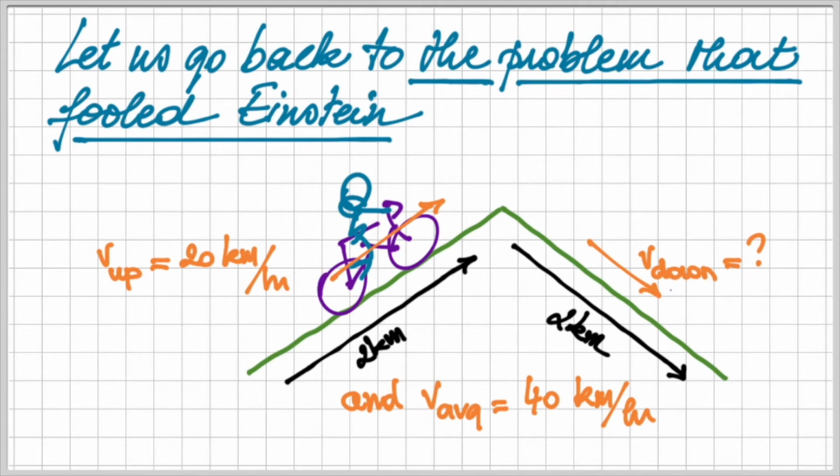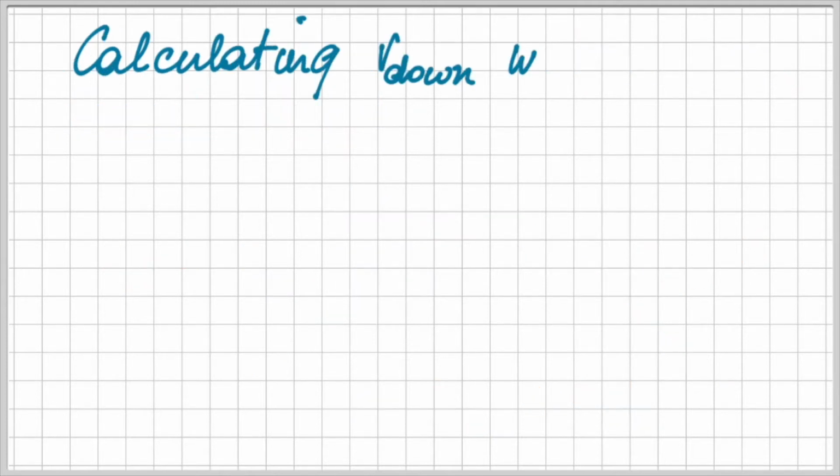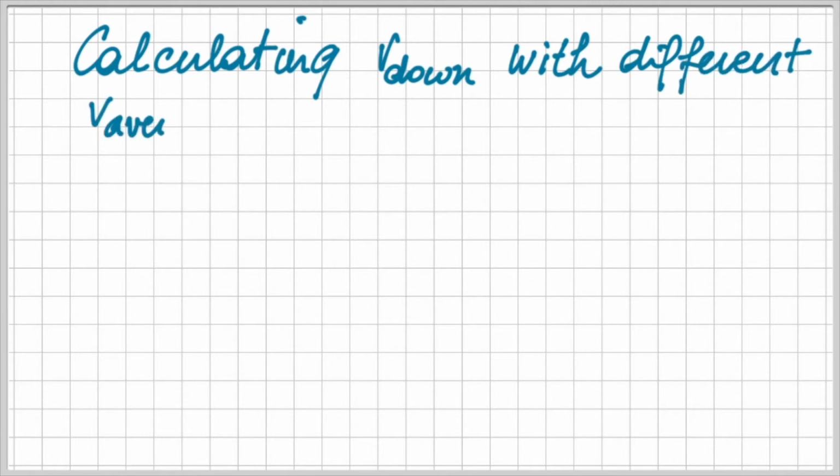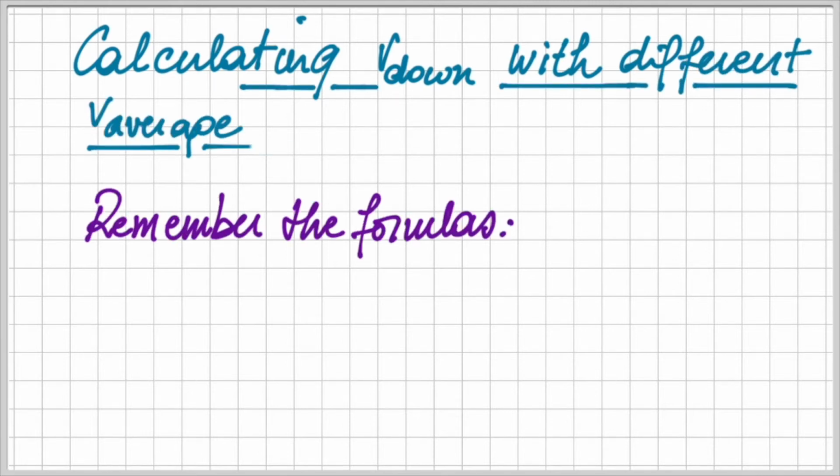So basically, when we look at this example, I would like to understand what is the relationship between the average speed that I want to reach and the downhill speed. I did some calculations like that. So we start from the total time and we look at those different averages that we can reach. Now first, let's have a look at the formulas.